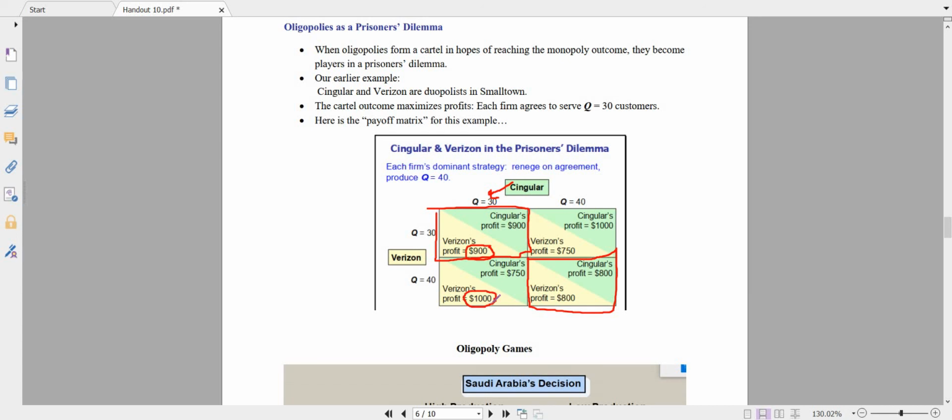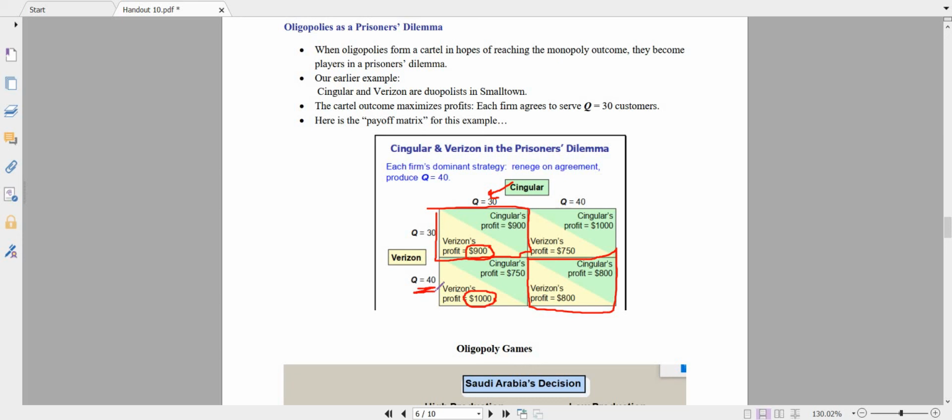Okay, so what's our conclusion? If Singular produces 30, Verizon is going to compare its payoffs, and the highest payoff occurs at this point where Verizon is going to produce 40 units. So this is going to be the best strategy for Verizon.